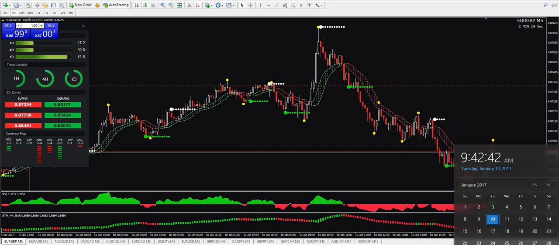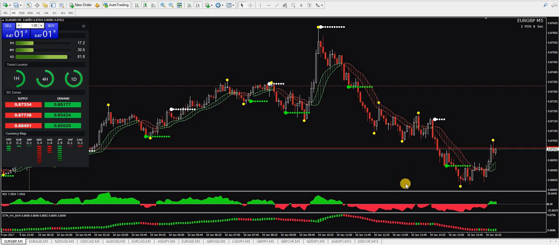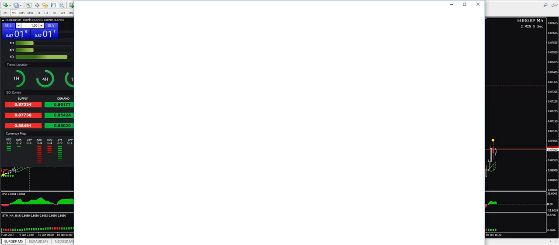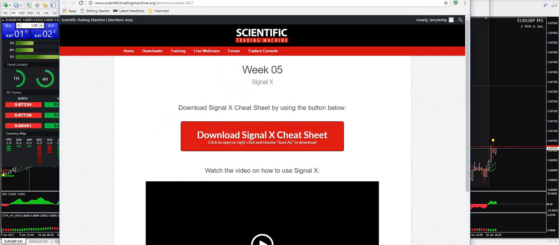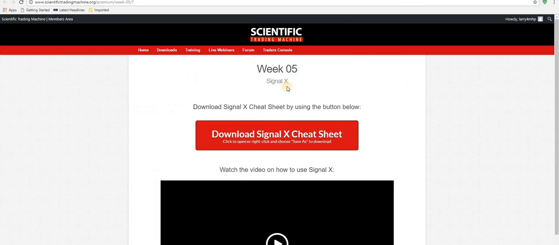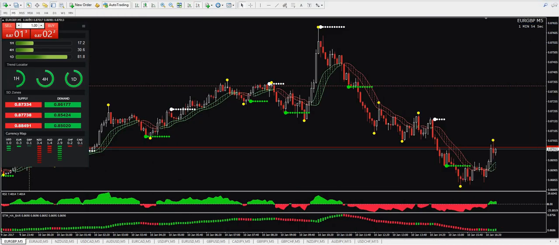It's currently 9:42. As you guys can see here, we have our scientific trading machine charts up. I was able to attend that webinar that went over Signal X on Saturday, and I took lots of notes. Also, I noticed that in the back office, they opened up another download, week 5, Signal X. They gave us a cheat sheet and also a video that went over everything dealing with Signal X.